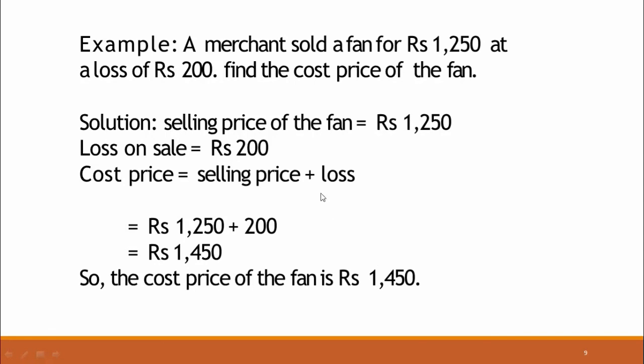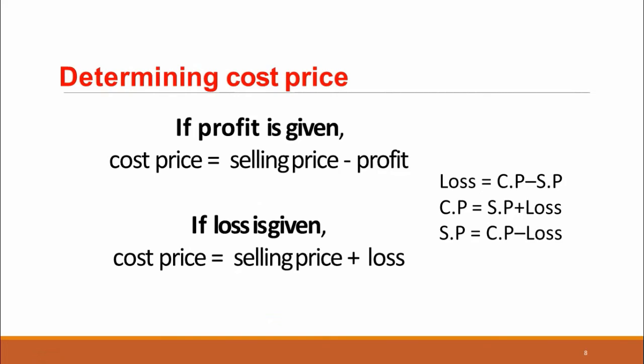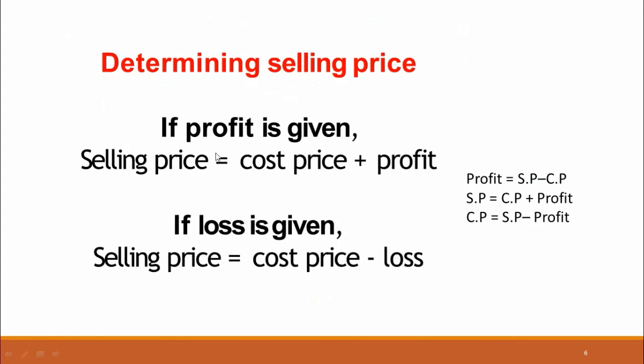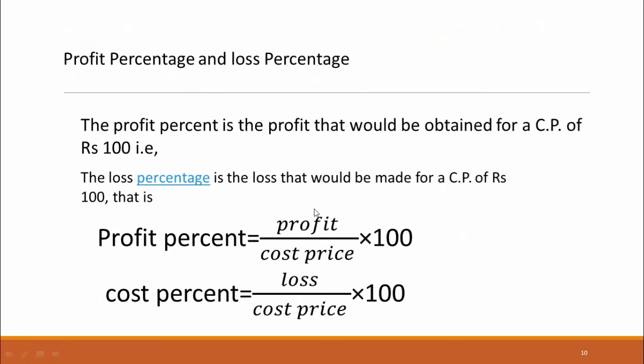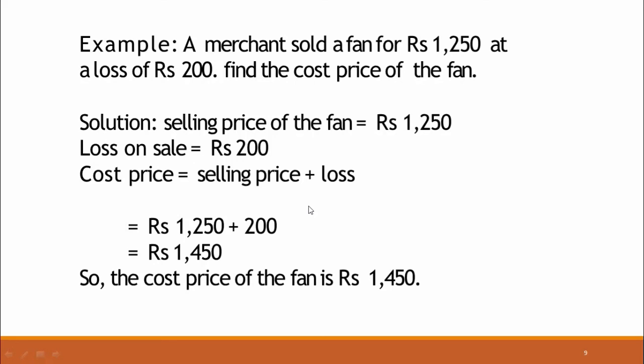So dear students, these are very basic and easy formulas. Just remember the formulas: we can find the cost price, we can find the selling price, and similarly when profit is given, how to find the cost, when loss is given, how to find the cost. Similarly, when profit is given, how to find the selling price, when loss is given, how to find the selling price. You should note these formulas. By using the formulas we can find the unknown quantity.